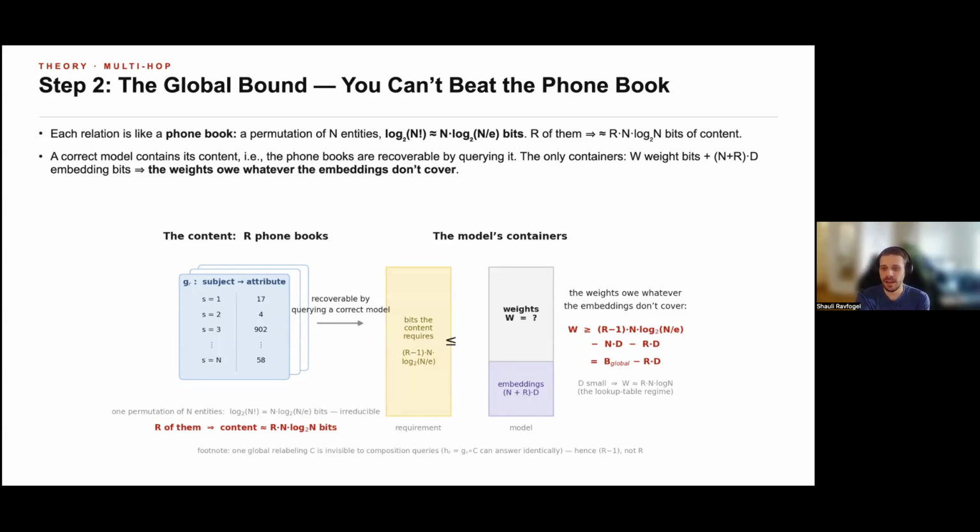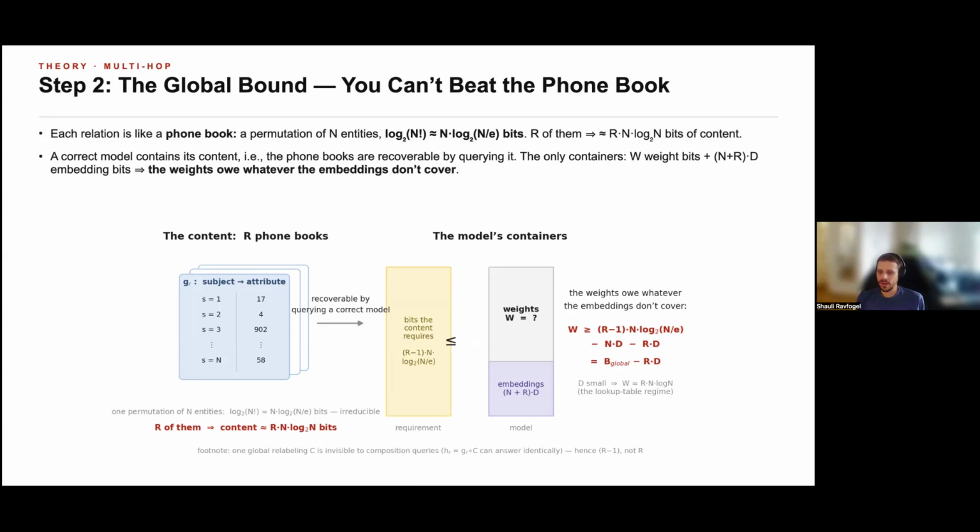So we need the total number of parameters, the parameters in the MLP and the parameters in the embeddings, to be at least this number. So we are going to get that W, which is the number of parameters not in the embedding, in the MLP and the attention, is going to be this quantity, which we call P global, minus all the things that are stored in the embedding matrix, right? So we discount all the things that we can store in the embedding. So this is one bound for the number of non-embedding parameters that we are going to need.